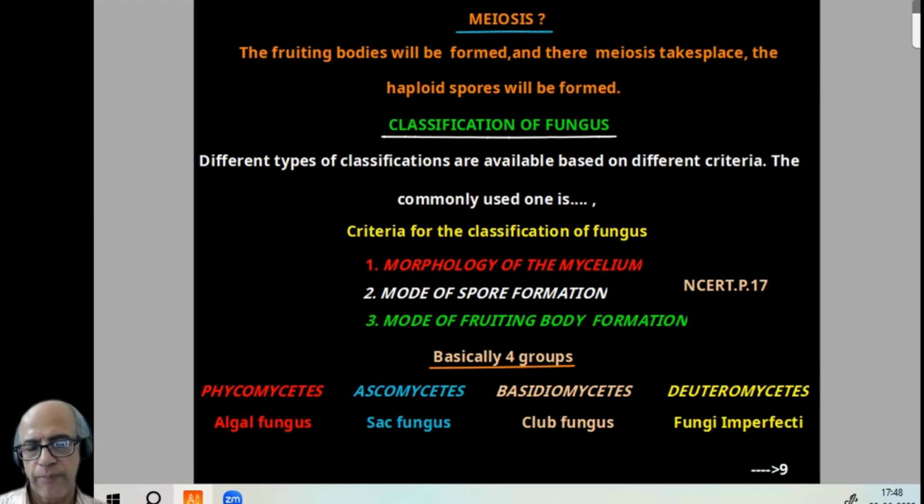Morphology of mycelium. Mode of spore formation, what type of spore, where it is formed. Mode of fruiting body, what type of fruiting body has been formed. That is what is given in NCERT page number 17. Now, basically 4 groups we have to proceed. That will be continuing in the next episode.